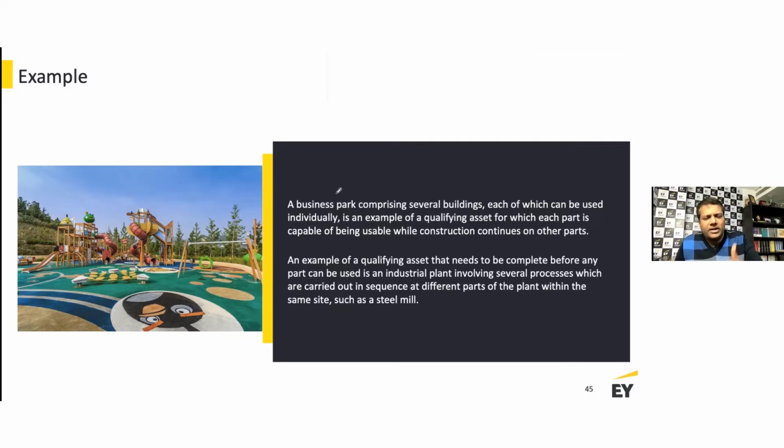Now, if you look at another example, an example of a qualifying asset that needs to be completed, right, before any part can be used, is an industrial plant involving several processes which are carried out in sequence at different parts of the plant within the same site, such as a steel mill. So here, unless the entire plant is complete, you literally can't start the commercial production.